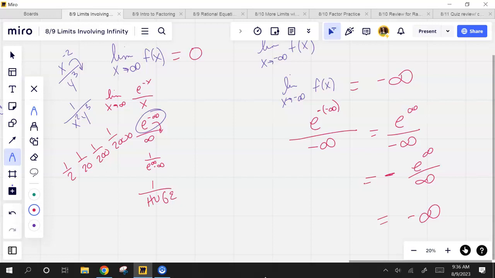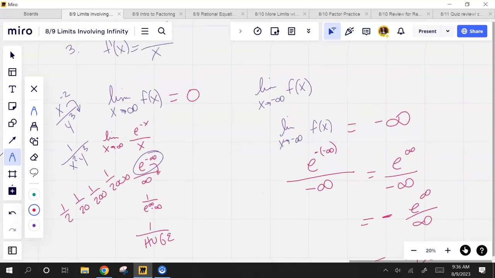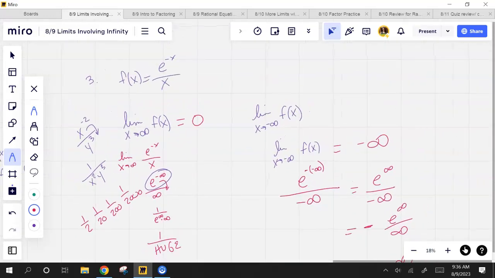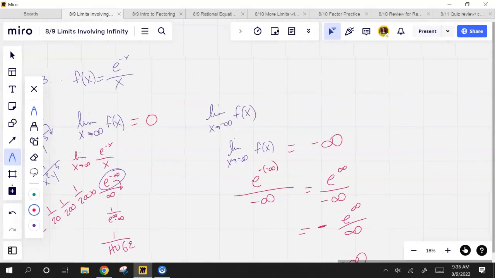Graph it and look at it. See what it looks like when you graph it. Graph f of x, e to the negative x over x, because that is what they asked us to do. It's like a normal one like that on the top, right? That's what I said, yeah. It looks kind of like this.